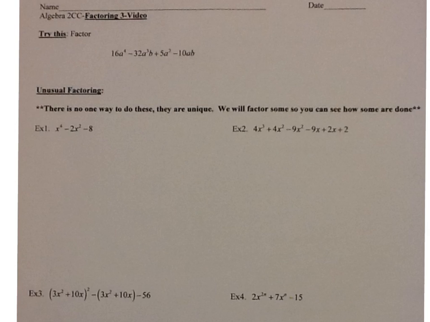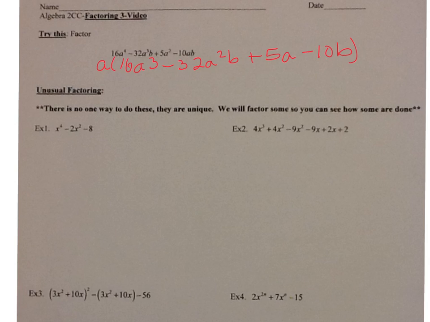Okay, so hopefully you gave this a try on your own. Now, I gave you a hint. There is a GCF because each term here contains at least one A. So you're going to factor out the A to start off with. So it's A times 16A to the third minus 32A squared B plus 5A minus 10B.